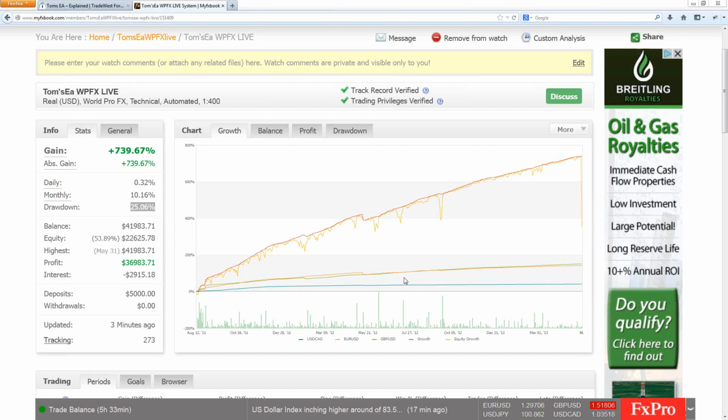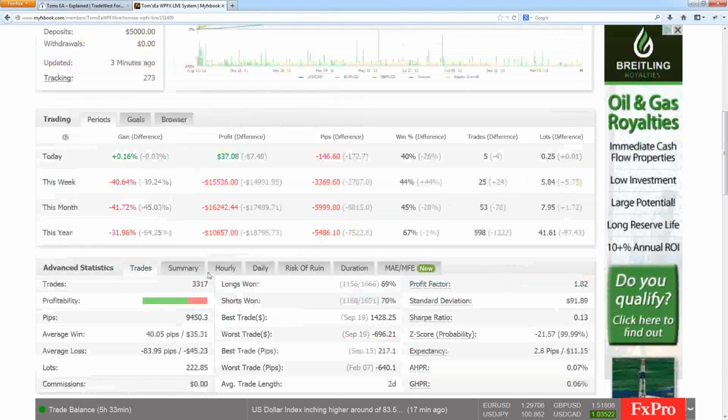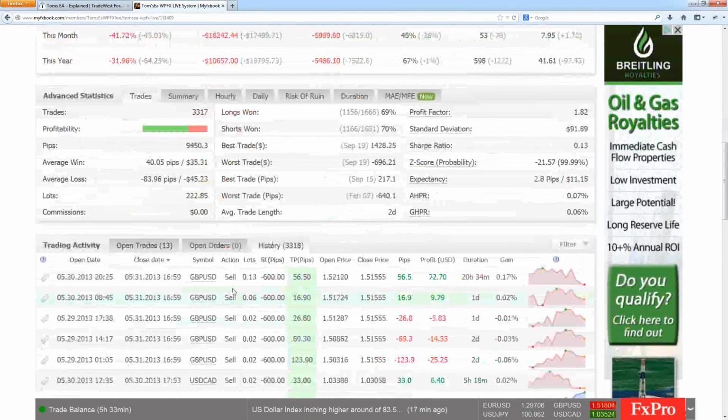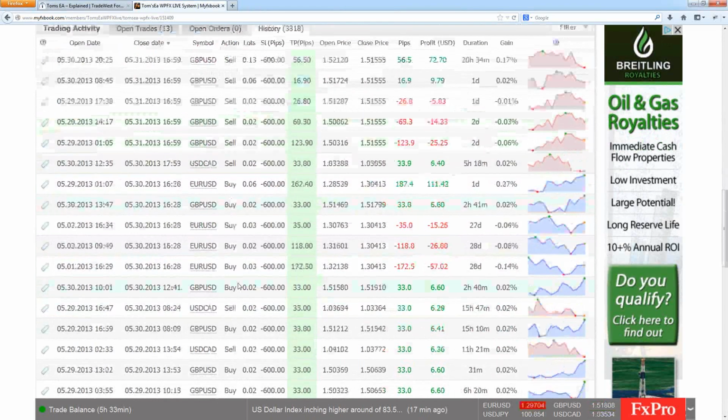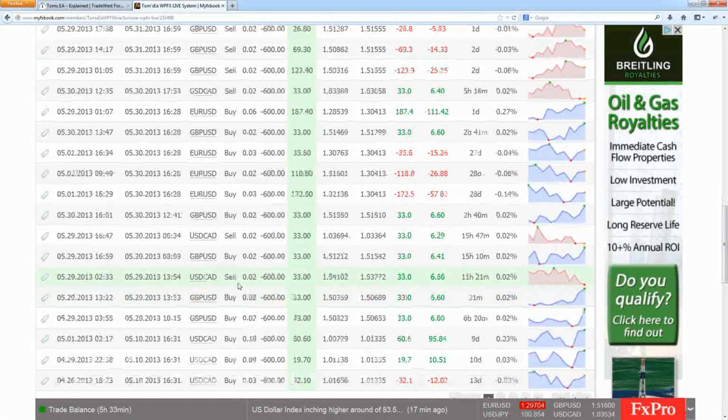With Tom's EA, are they using hedging on the pairs they are showing in the MyFX book results? I'm not actually 100% sure on that. We could do a little research in here and see if we go into history, and we can try and see if they ever had a buy and a sell open at the same time on some of these pairs. Might take a little bit of work to find that.